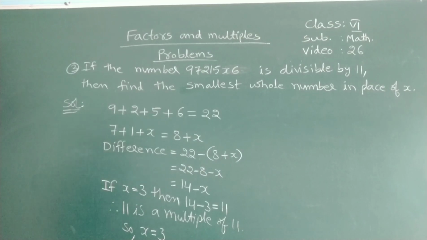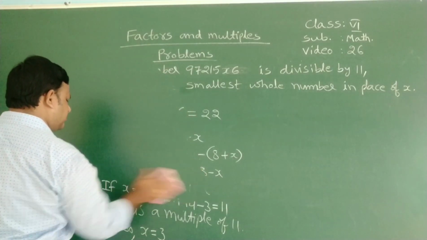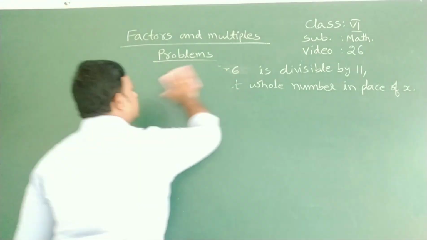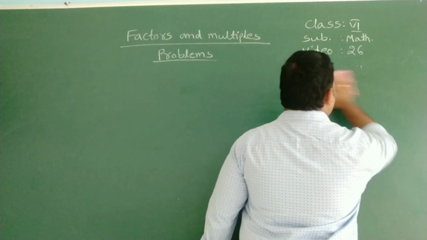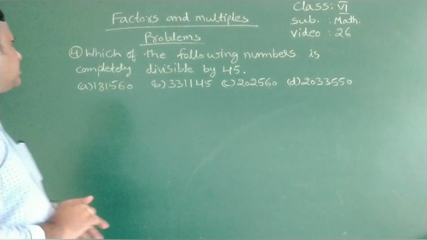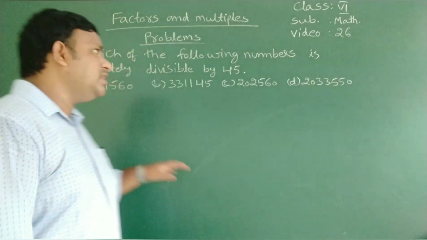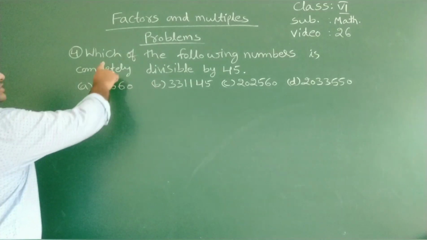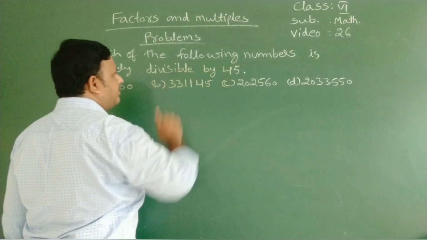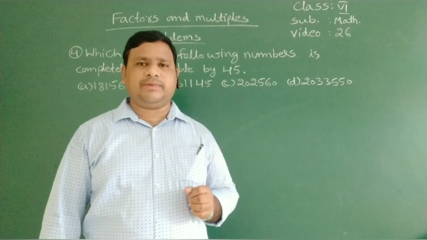Okay. So now let us see one more problem, which is somewhat different from all these problems. So now let us see the next question, fourth question. In this question, which of the following numbers is completely divisible by 45? Which of the following numbers is completely divisible by 45?